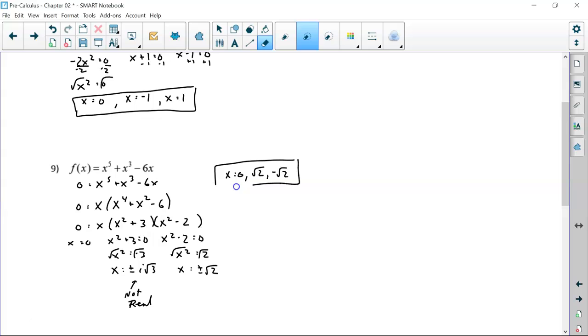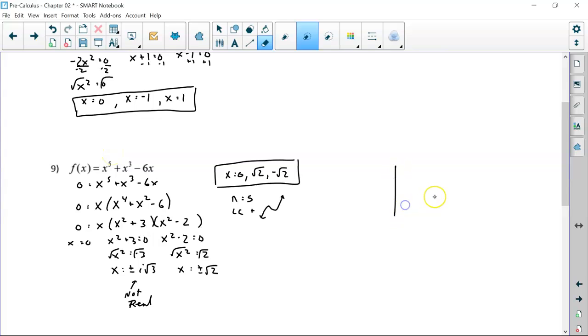Those are our zeros. Now our degree, n, is 5, and our leading coefficient is positive. So it's going to have a shape that looks like this. We're going to have at most 4 turning points because it's 5 minus 1.